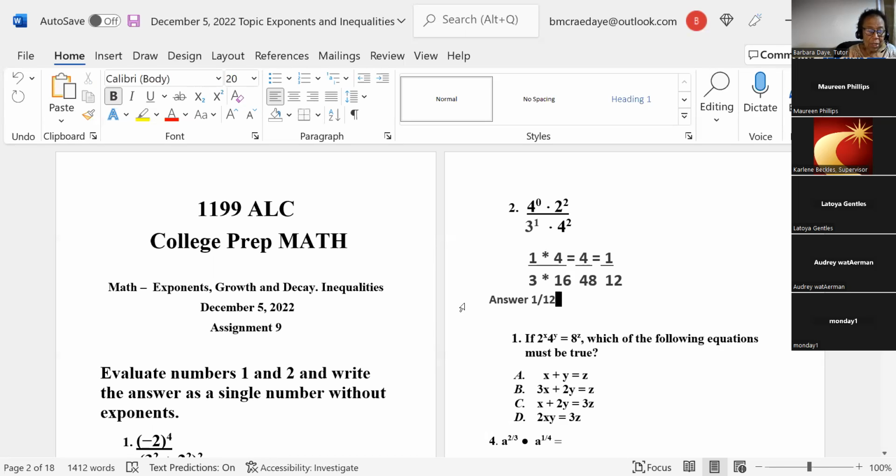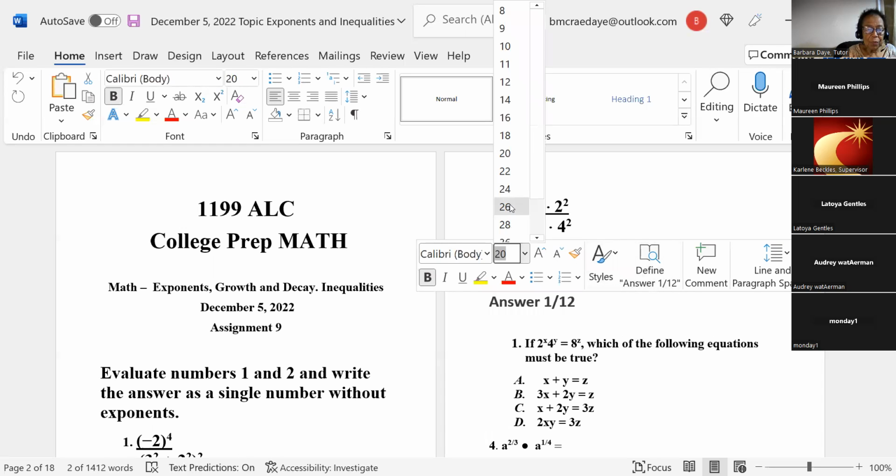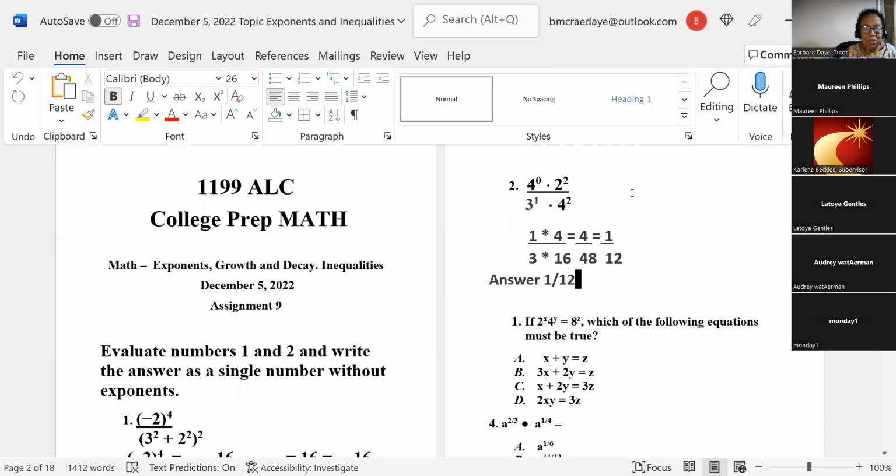So the answer is 1/12. Any questions on number 2? What you're doing is taking the numbers, applying the exponents and simplifying them. If it were variables, if this was x to the 0, it would still be 1, right? And if this was x to the second, it would just be x times x. Any questions on number 2? No questions? So we'll go to number 3.